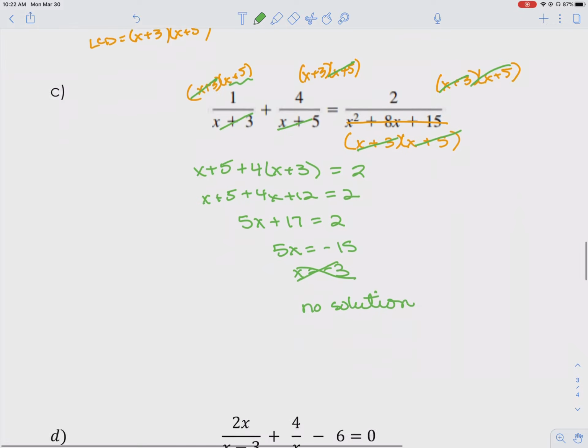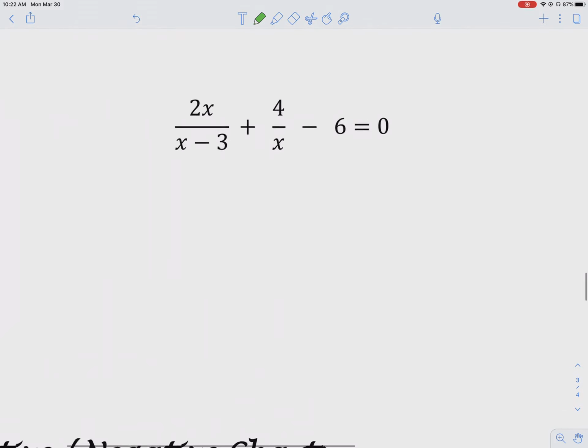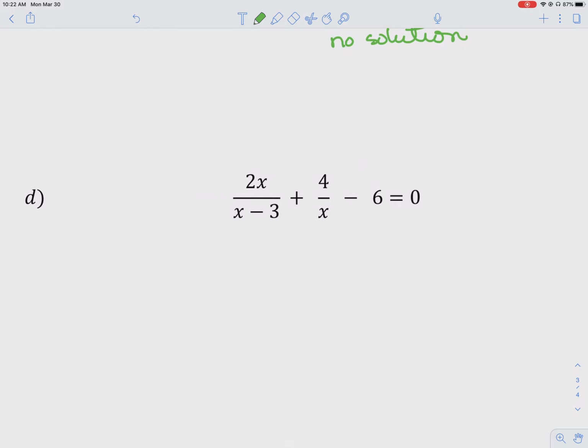All right, one more, and then we'll take a break. Okay, so again, least common denominator. Again, I'm going to write the first one down, x minus 3. Then I'm going to write the next one down, x. And that's the only thing I got on the bottom. So that's going to be my least common denominator. So I'm going to multiply each piece by that. Let's say x times x minus 3. I just like to write it like that. You can write it x minus 3 times x if you want to.